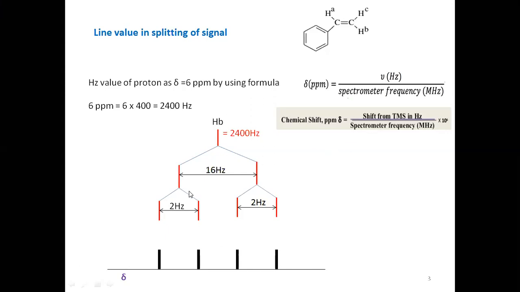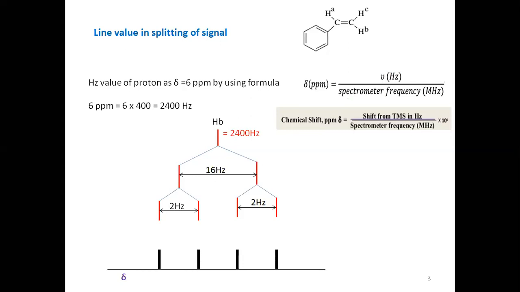No, it is 16 hertz. So 16 hertz means this middle has 8 hertz on the right hand side and 8 hertz on the left hand side. So exact middle. From this middle it is 8 hertz on each side. So we will minus 8 on one side and add 8 on the other side, because your delta is going to increase on the left hand side.